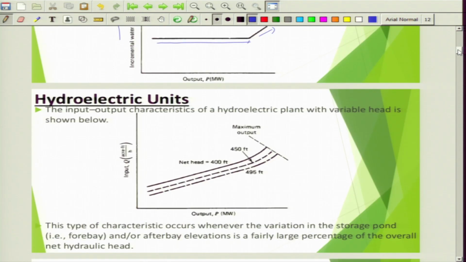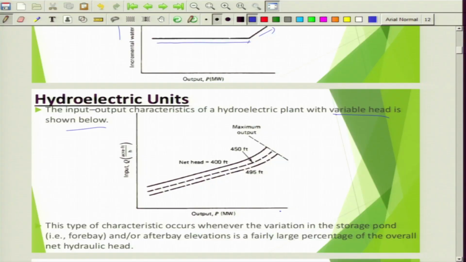And then the input output characteristics of a hydroelectric plant with variable head is shown below. Typically a practical hydroelectric power plant would operate at different variable heads, even a single hydroelectric power plant, and there could be multiple hydroelectric power plants operating at a given specific point of time with variable or different heads. So how do we manage them is a challenging task.